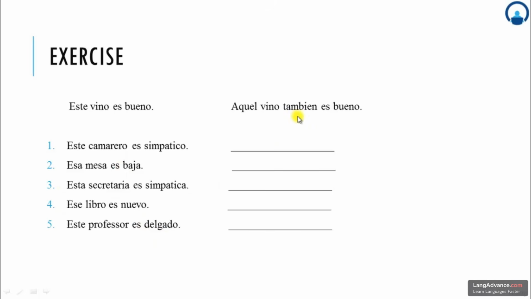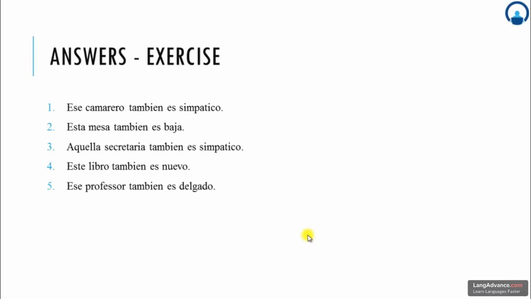Also note that I've included one extra word in the statement, and that is también. También means also. There's a rule behind writing the word también in Spanish, and that is it comes before the verb. So, aquel vino también es bueno. That wine also is good. So, change this to that and that to this, and write down these answers. After you write down these answers, check the answers for yourself, and I hope you are good to go.